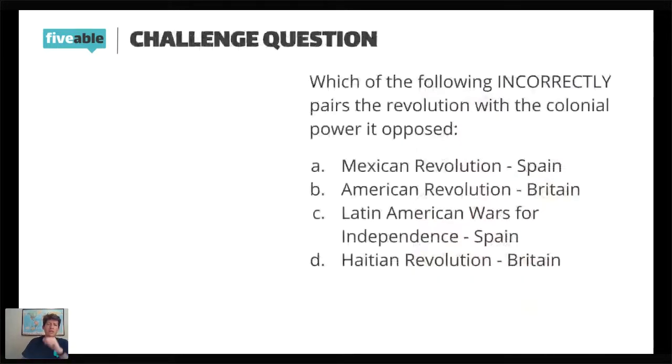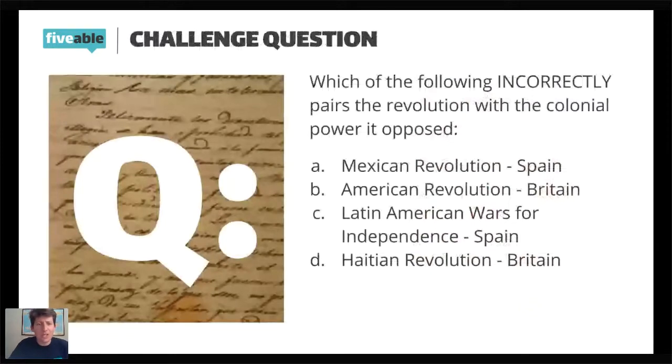Let's look at another question here. Which of the following incorrectly pairs the revolution with the colonial power it opposed? Throw your answer up there in the chat. I'll give shout outs to the first correct answer. A, B, C, or D. Mexican Revolution, Spain. American Revolution, Britain. Latin American Wars for Independence, Spain. Haitian Revolution, Britain. Which is incorrect?